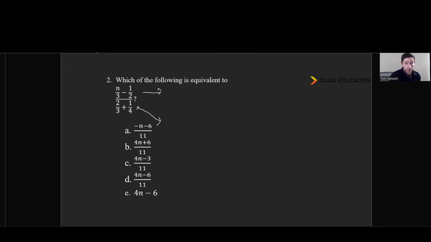So n over 3 minus 1/2, we need to have a common denominator there, so the common denominator for 3 and 2 is going to be 6, and so that's going to be n over 3 times 2 over 2 to get 2n over 6, and then 1 over 2 is the same thing as 3 over 6, and so we can simplify that to just be 2n minus 3 over 6. And then for our denominator mess, 2 over 3 is going to be 8 over 12, and 1 over 4 is going to be 3 over 12, for a total of 11 over 12.